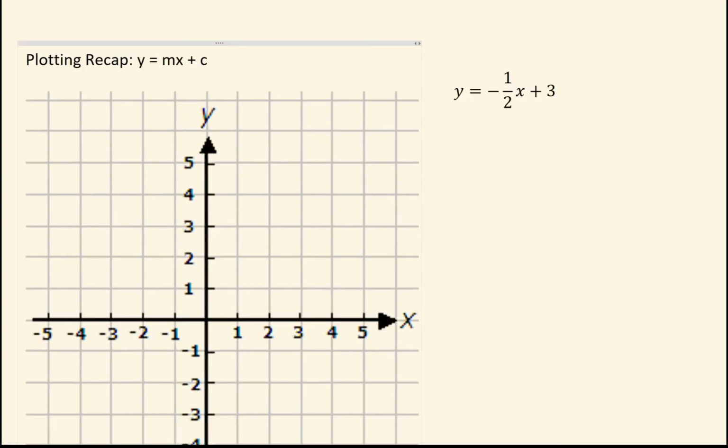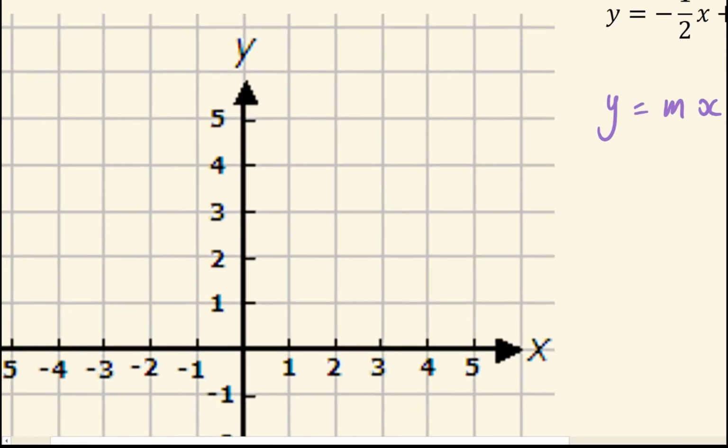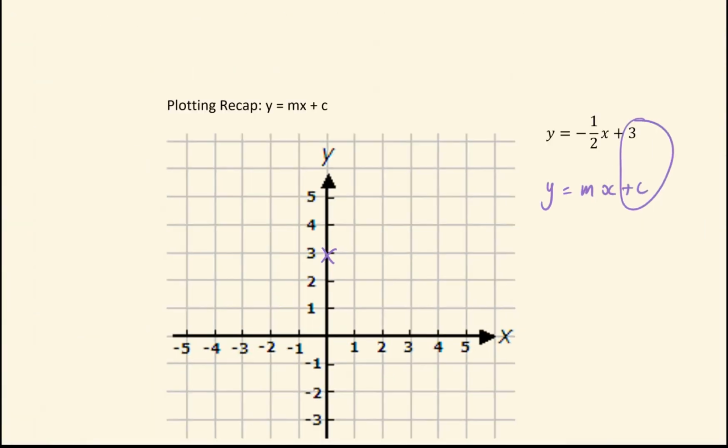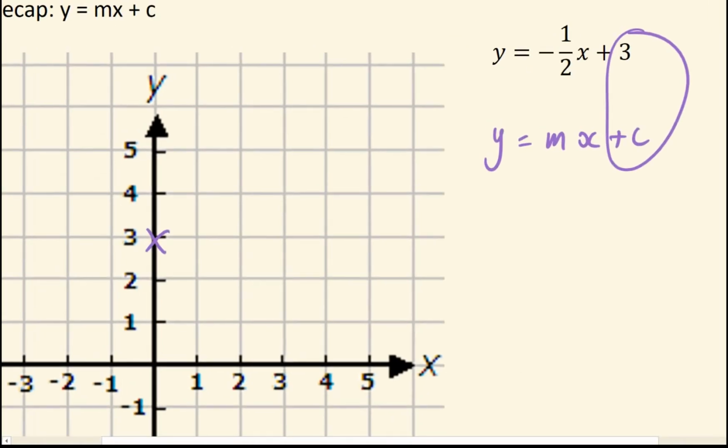Just one more like this, slightly harder. If your y equals minus a half x plus 3, it's the same basic form. Here we've got c is 3, so my graph is going to start at 3, and m is minus a half. Because m is minus a half, this means if you go 1 square along, you're going to go half a square down. So because it's minus, that means you are going down. And keep on that pattern, 1 square across, half a square down.